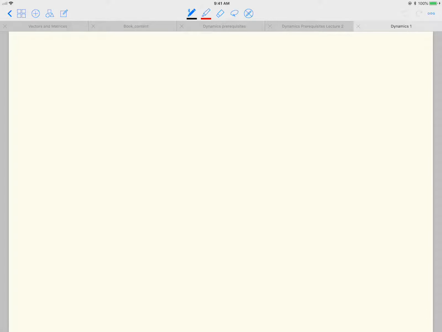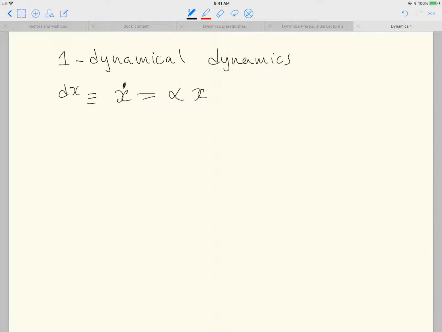So I'm going to start with one-dimensional dynamics. And I'm going to spend a lot of time harping on a particular kind of dynamics. I'm going to spend a lot of time on this equation, x dot equals alpha x. And you guys will remember that x dot is the same as dx by dt. The dot also means derivative.